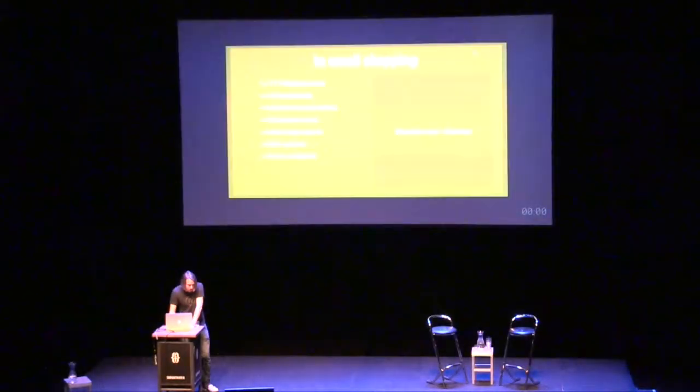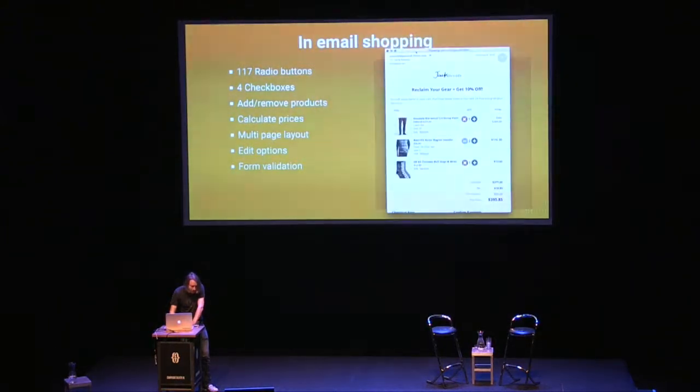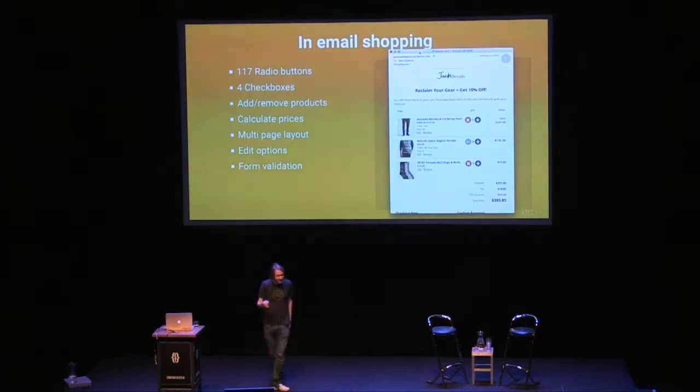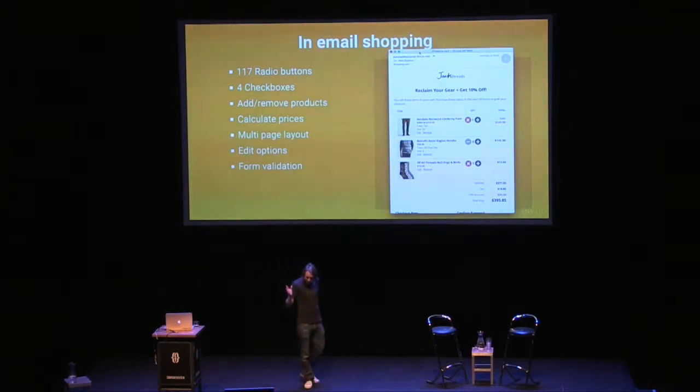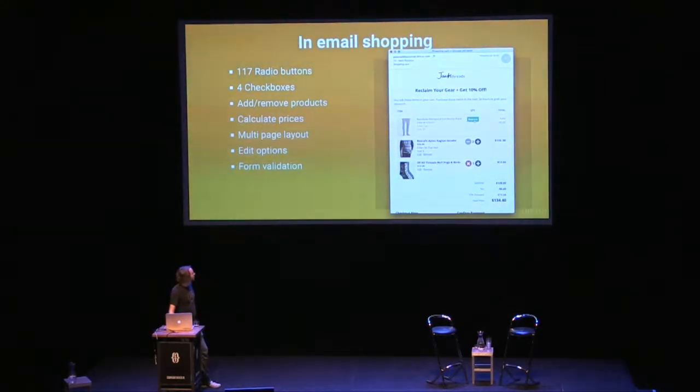So then, this one's a little, oh, it is there, cool. This one's a little bit more complicated. This one's got 117 radio buttons. So there's a few more. It also has 4 checkboxes, and then we've got a load of other functionality built into it as well. So we can add and remove products. So if I just click here, I'm going to remove the trousers, and I'll put them back in again.